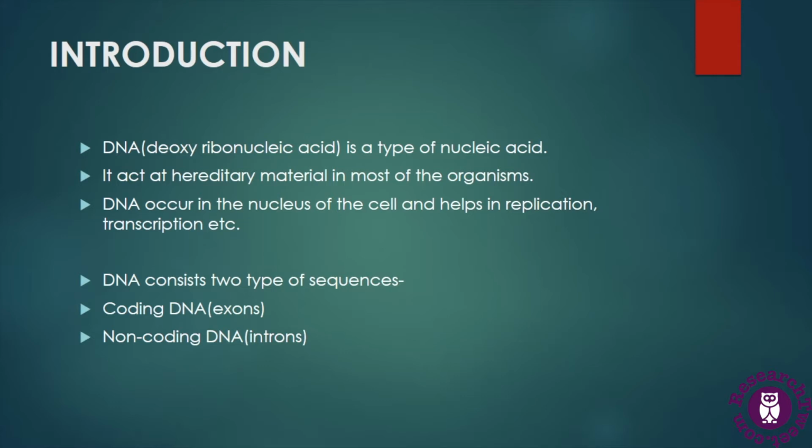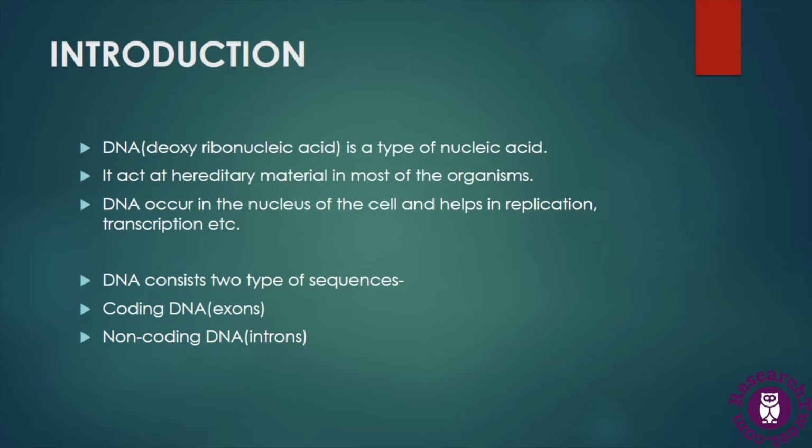Now, DNA occurs in the nucleus of the cell. We know that cells are of two types: the first is the prokaryotic cell and the other is the eukaryotic cell. In prokaryotes, where there is no well-defined nucleus, the DNA is found in the cytoplasm of the cell. But in eukaryotic cells, there is a well-defined nucleus covered by a nuclear membrane, and the DNA is found as chromosomes in the nucleus of the cell. Chromosomes have DNA with histones and non-histone proteins. And DNA helps in all the cellular activities like replication, transcription and many others.